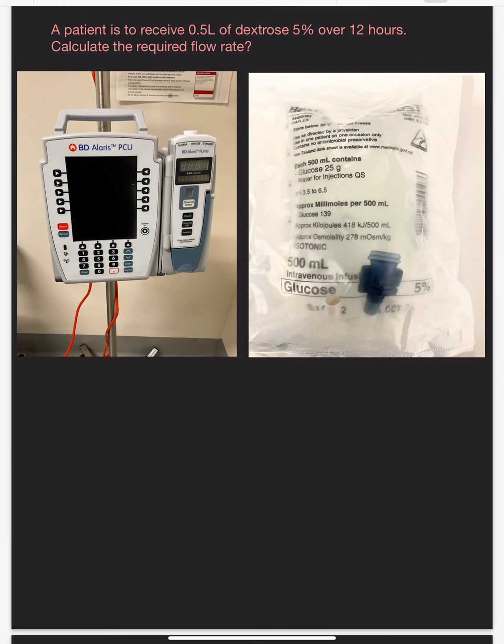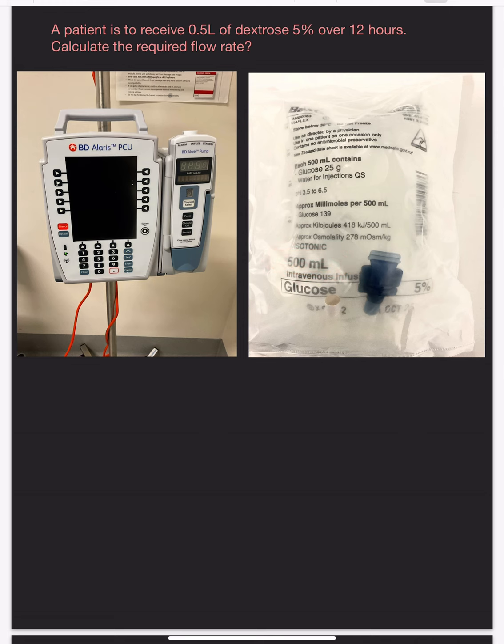But what speed can we set this fluid to run to make sure that it will end after 12 hours, or exactly at 12 hours? So what I've done here is I've also introduced the commonly used infusion pumps in hospital setting, and this is our dextrose over here. Dextrose is the same as glucose, and that 5% is the concentration, and this is a total of 500 mils.